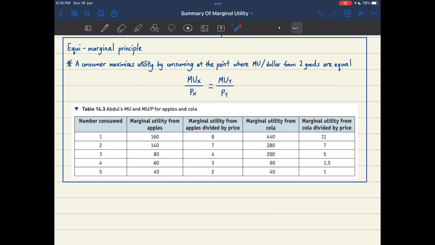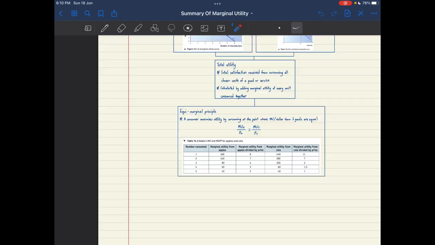Although technically it doesn't have to be the exact same number for both. It just so happens that it's 7 and 7. So for this one, there will be 2 apples and 2 colas. But if you get a marginal utility that is similar, but it has to be 5 colas instead of 2 colas, then you can take 5 colas and 2 apples. As long as the marginal utility per dollar is the same, you can calculate the number consumed for both goods. All right, so that's how the equimarginal principle works here.